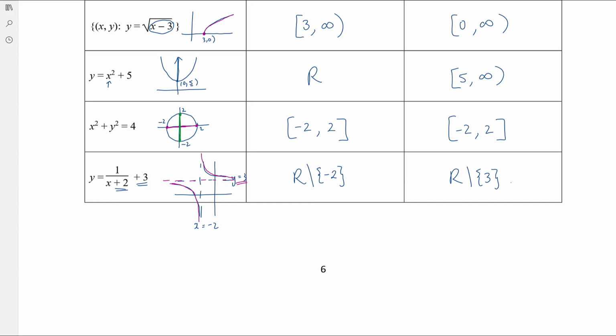So being able to think about the graph is going to enable you to state the domain and the range. Okay, so you need to know your graphs, so you know what it looks like, so you can decide what the domain and the range is, and then you also need to know your set notation from last lesson so that you can accurately describe the domain and the range using that set notation.